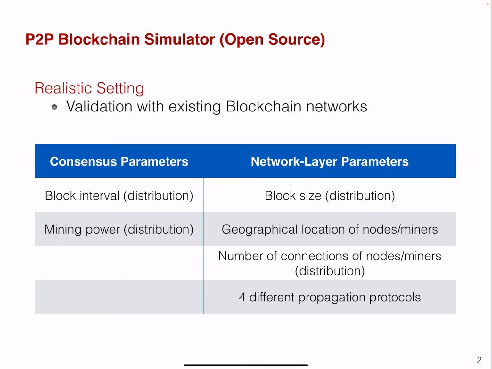So on the consensus layer, we have several parameters, for example, the block interval distribution or the mining power distribution. And on the network layer, we have the block size, so how big the blocks are that are distributed over the peer-to-peer network, the geographical location of the nodes and the miners, the number of connections of the nodes and the miners, so how they are connected to each other. And then we have 4 different propagation protocols. Those are the propagation protocols that we've also seen in the peer-to-peer network lectures.